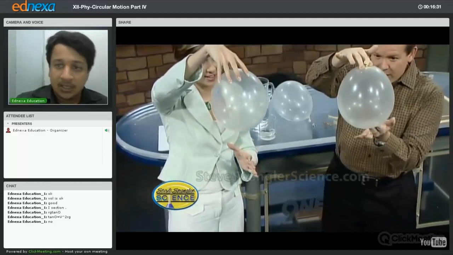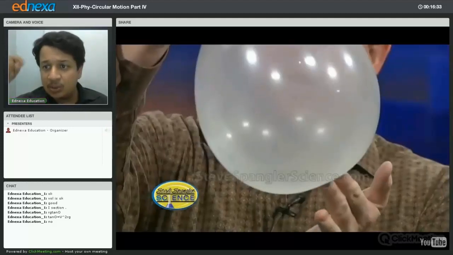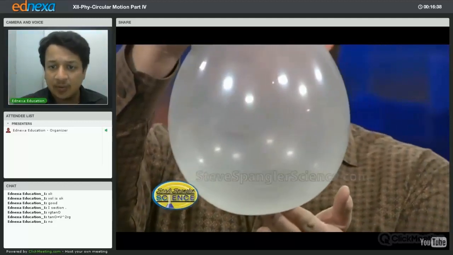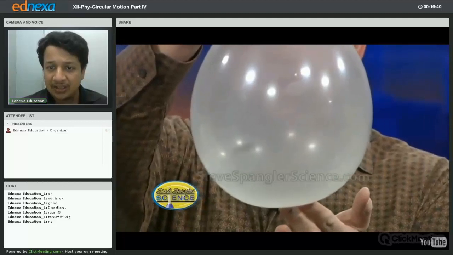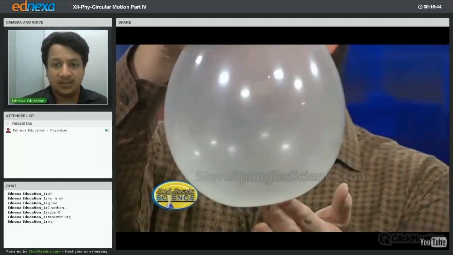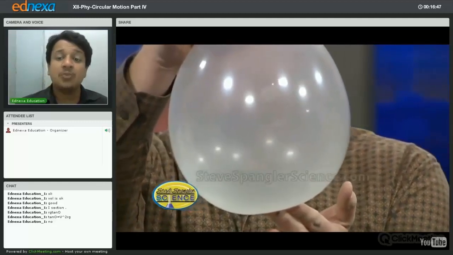It just goes around and around. There is one balloon and inside that balloon he put one coin, and see how the coin is moving. What is the motion of the coin? It's just going around and around. Yes, it is circular motion. So the coin is performing circular motion.